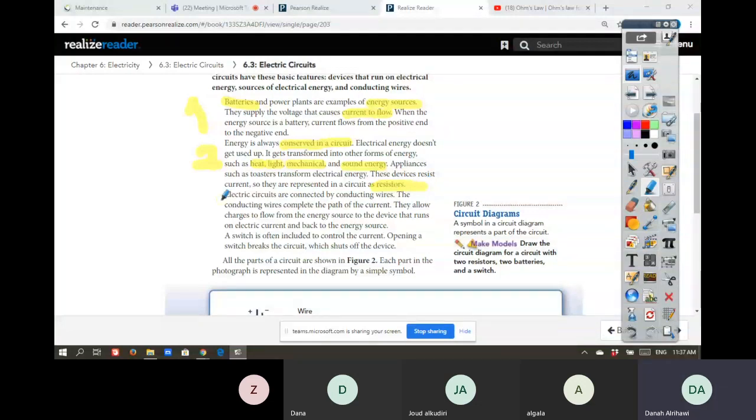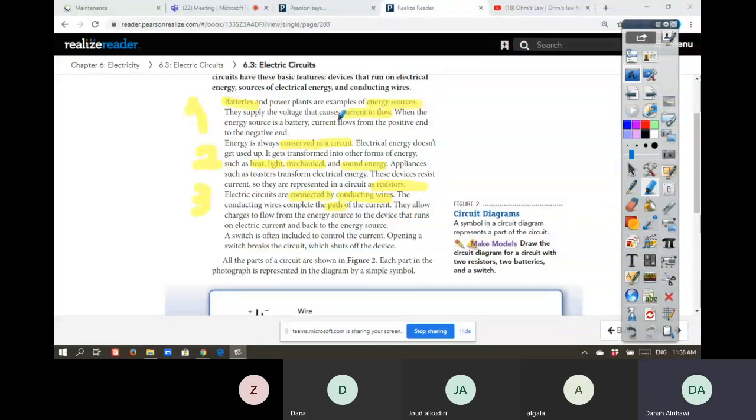Resistor. Electric current are connected. Where is the path? Where is the road for the electric charge? What do we call them? Conducting wires. The conducting wires complete the path. So it's the path, it's the road. We call them conductors, wires. They allow the charge to flow from the energy source to the device that runs on electric current and back. So it's the way, it's the path. So number three, it's the wires.